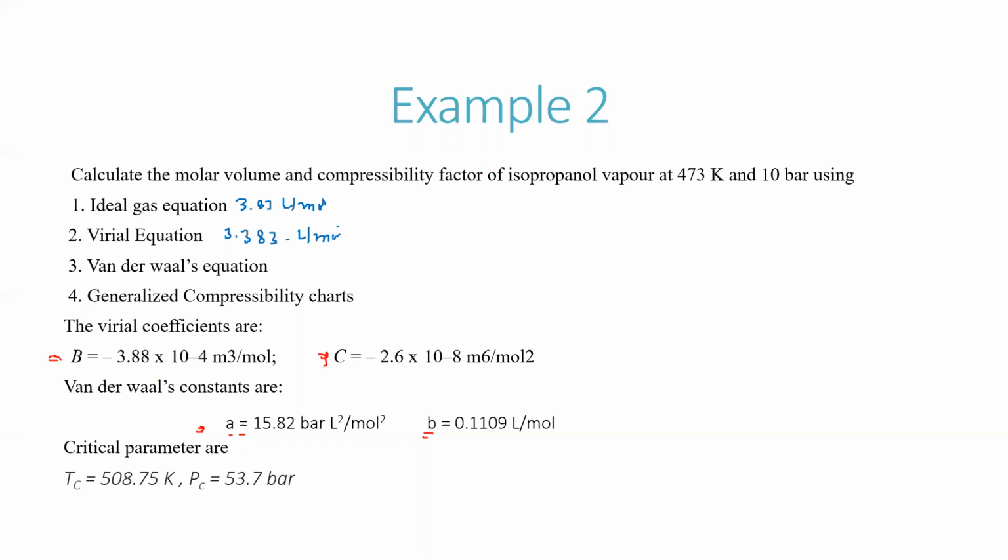So for the van der Waals equation, we already know the cubic form is given by PV cube minus (RT plus BP) times V square plus AV minus AB is equal to 0, right? This is the form for the van der Waals equation.